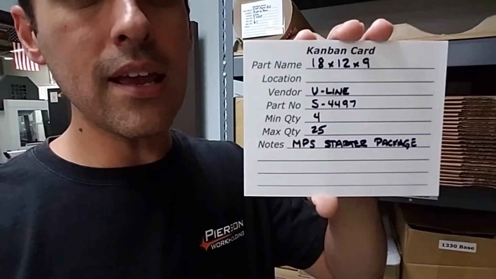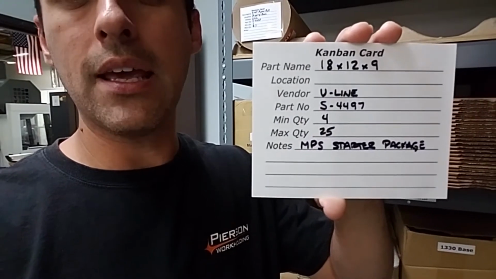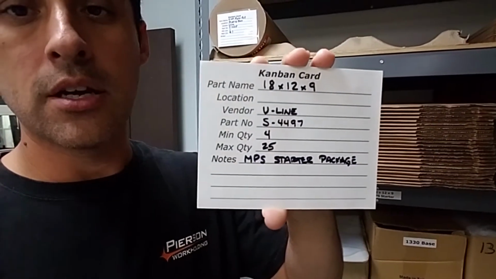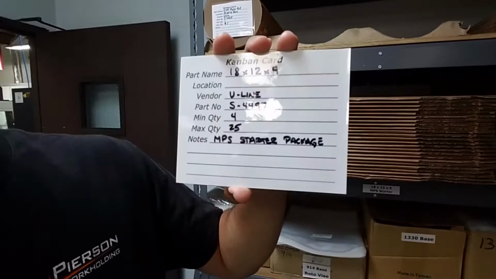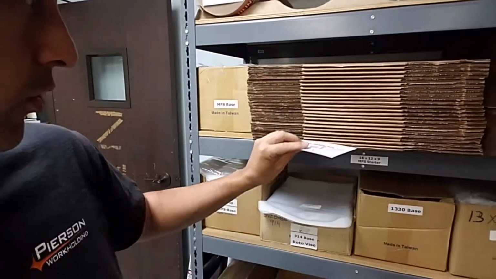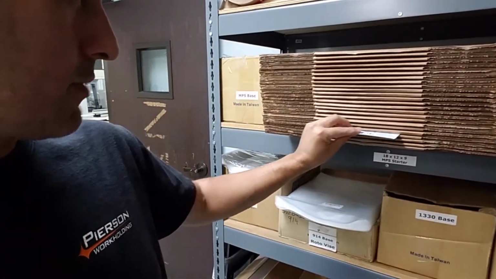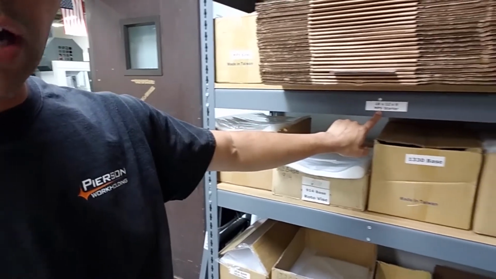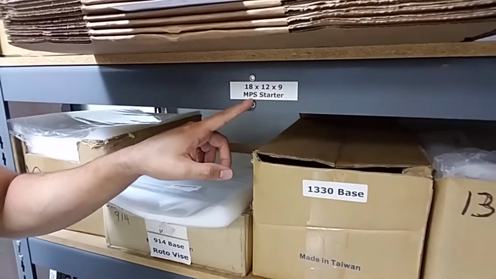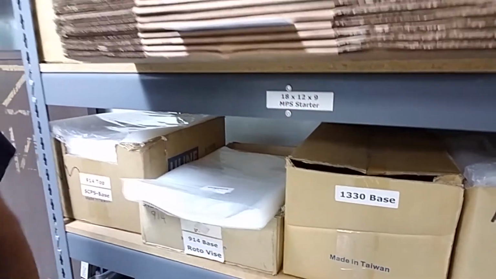And notes, any additional information that might give us a clue as to what this is. Notes, MPS starter package. That is what this box is for. Let me put that back so no one gets mad at me. And of course, we have more identifying information right there for the MPS starter and the box dimensions and everything. So, that's the key. It's everywhere around here. We keep them. They are just a staple of the company.